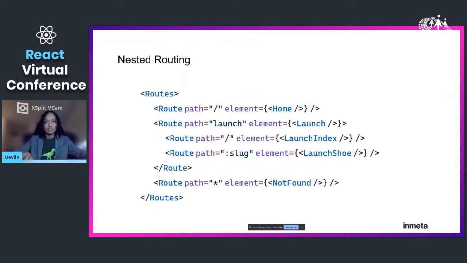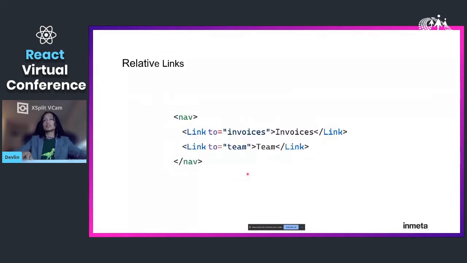I think I have a laser pointer here. Let me check. Yeah, here it is. So here we go. It's launch here, right? And then Link to, for example, this one, invoices, team. So yeah, straight to the point.